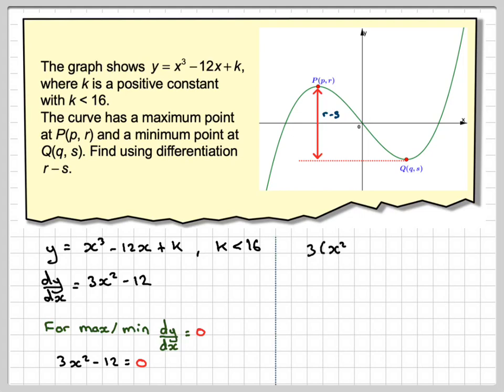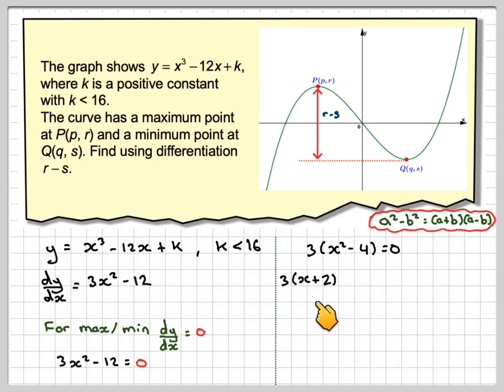We can factorize out a 3, so we get 3 brackets x squared minus 4 is equal to 0. This is the difference of two squares, a squared minus b squared, a plus b, a minus b. Please try to remember this and look out for it. Factorizing it fully, we get 3, x plus 2, x minus 2 is equal to 0.